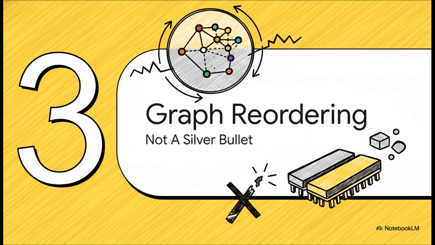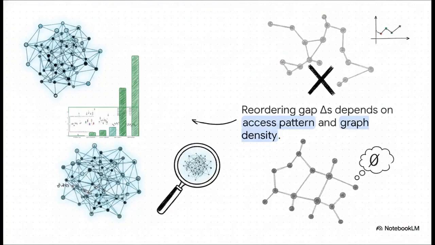Section 3. The graph reordering nuance. Now, graph reordering, basically renumbering nodes to improve cache locality, sounds like an absolute magical fix on paper, but the actual benefits are highly nuanced. Just look at the massive variance across these different datasets. And this brilliantly illustrates that reordering truly helps only when your kernel relies on gather-dominated mappings on dense graphs.